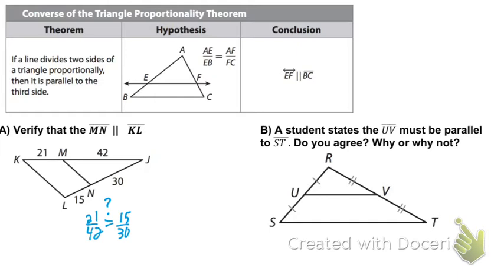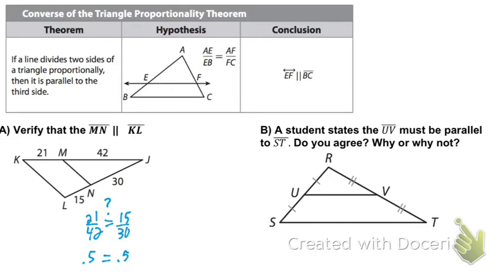Kaya, what are you thinking of as one of the ways? Dividing. Okay, divide to make a decimal. Divide it in the calculator. 21 divided by 42, 15 divided by 30. See if they're equal. If they're equal, they're the same. What do these both end up being? 0.5. Does 0.5 equal 0.5? Yeah. We know it's true. Does anyone have another way?